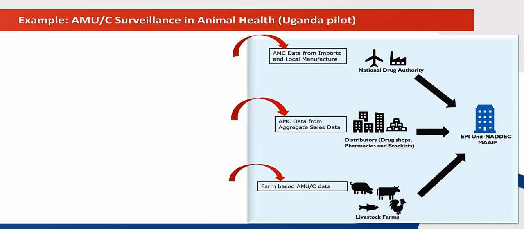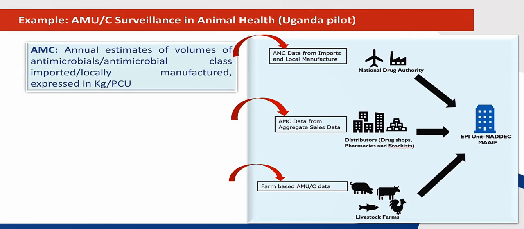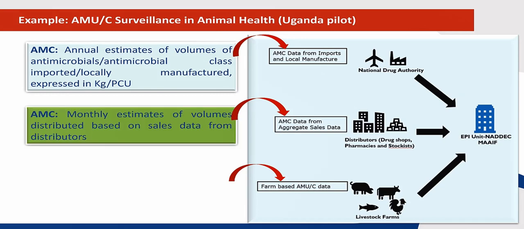This slide shows the initial phases of an AMU-C surveillance program in animal health. AMC data is collected from National Drug Authority, NDA, and this can be annual estimates of volumes of antimicrobials or antimicrobial class imported or locally manufactured. This is expressed in kilograms per population correction unit. Monthly estimates of volumes distributed based on sales data from distributors.